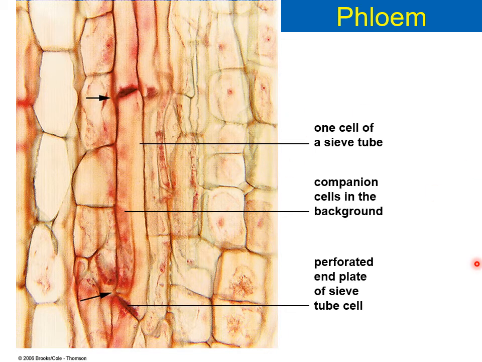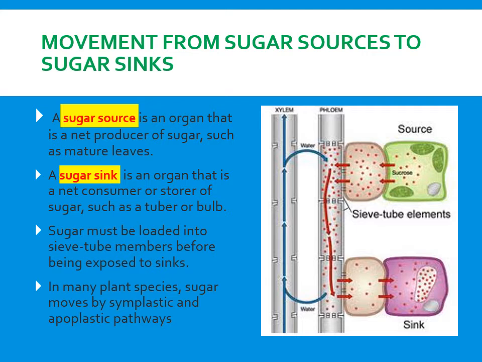Xylem tadi ada apa dia? Tadi ada dua benda kan, which are what are they? Vessel member and trachea, right? Whereas phloem, they have sieve tube and companion cell, alright. So how does that happen?